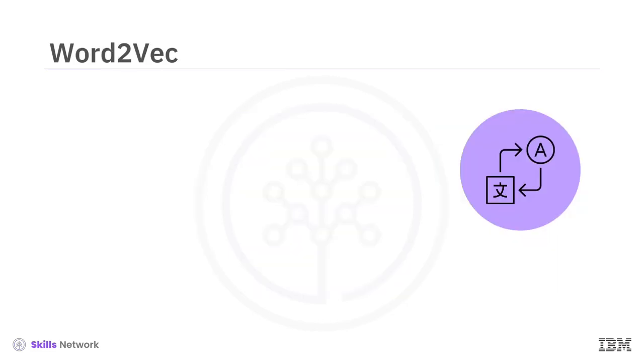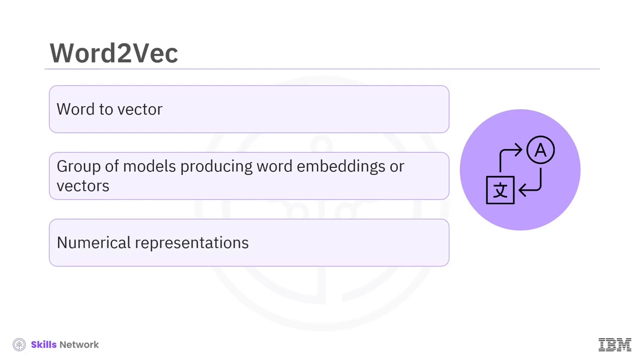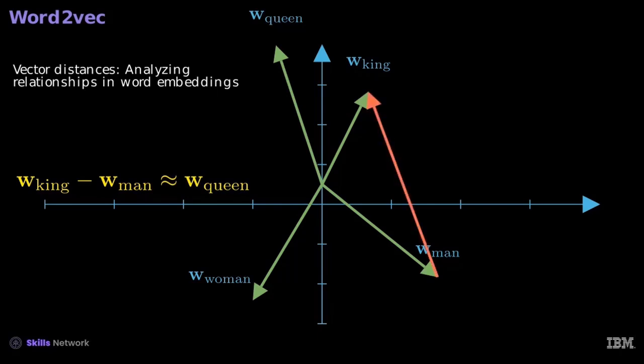So what is Word2Vec? It is the short form for word-to-vector. It is a group of models that produce word embeddings or vectors, which are numerical representations capturing the essence of words. For example, king is closer to man and queen to woman due to their similar meanings. Interestingly, subtracting man from king yields a vector similar to queen, illustrating the effectiveness of these embeddings in capturing word relationships. These vectors can be utilized in natural language processing or NLP tasks to enhance performance by substituting the randomly generated embeddings.